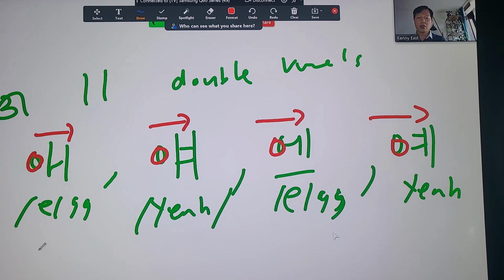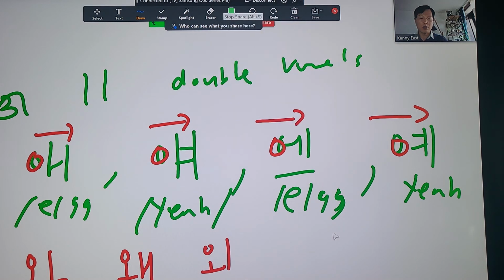Then we learn the wa sound, right? We learn the we sound. Yeah. So these guys, when you're writing down, are more complicated, right? Circle first, right? Then top to bottom, and then after that, right hand side. Top to bottom, right hand side. Top to bottom, right hand side, right?